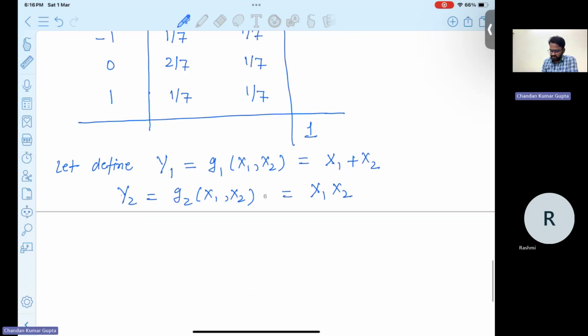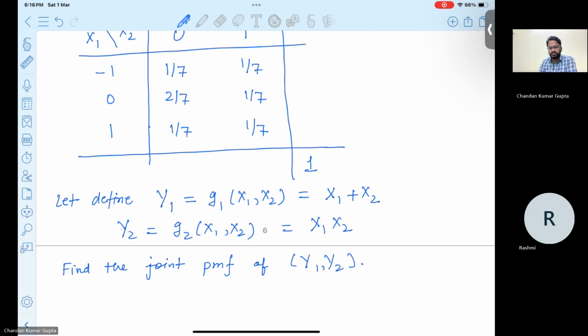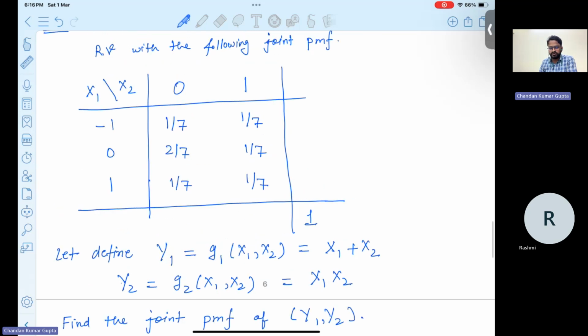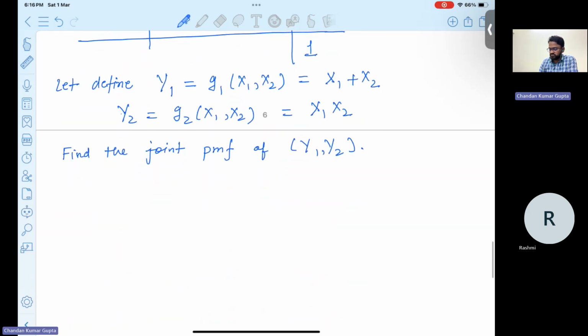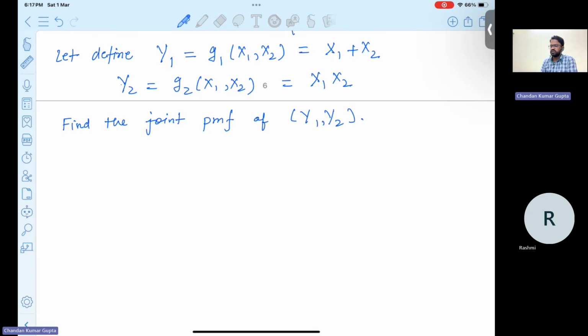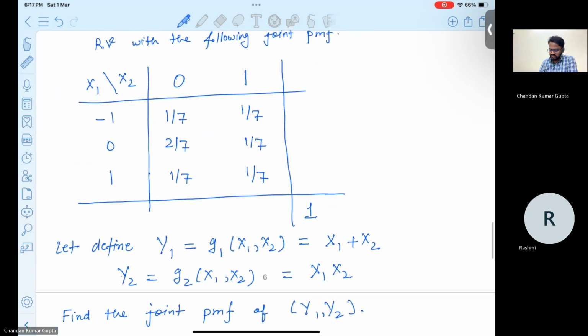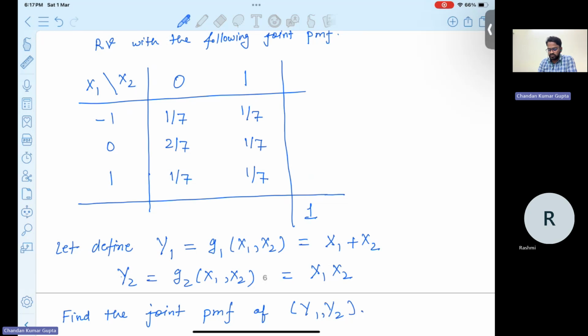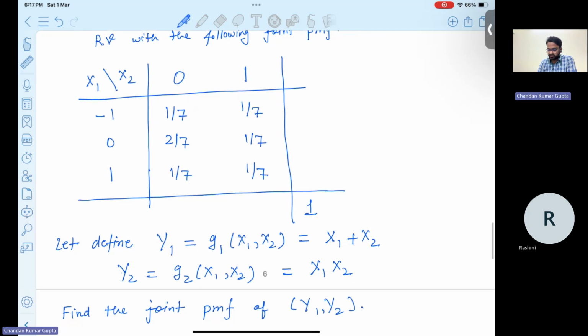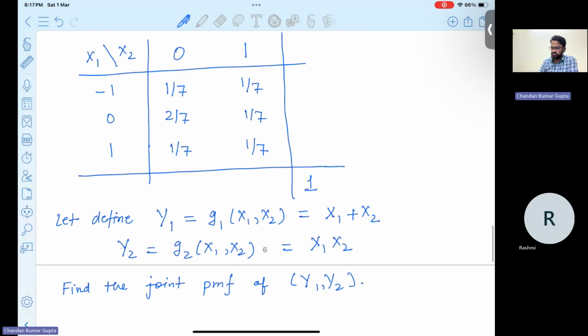So our aim is to find the joint probability mass function of the y1, y2 discrete random variables. This is how the question is framed. Now we need to solve. Here you can see that the range of x1 is -1, 0, and 1, and the range of x2 is 0 and 1. And y1 and y2 are defined as the sum and product of x1 and x2.